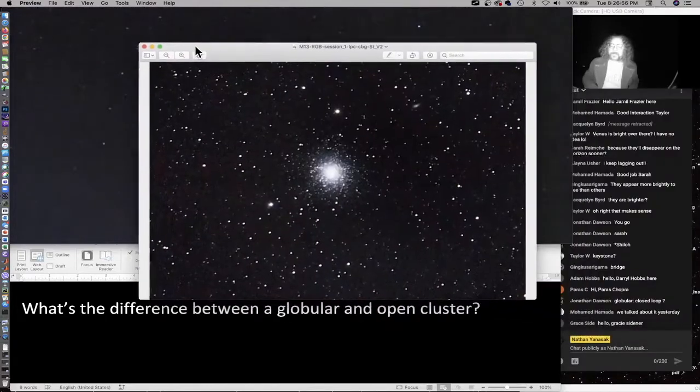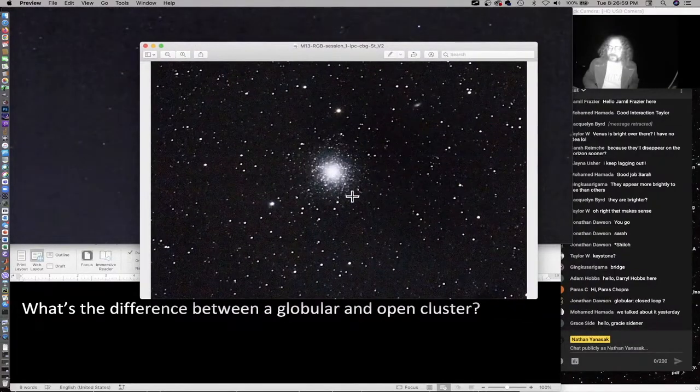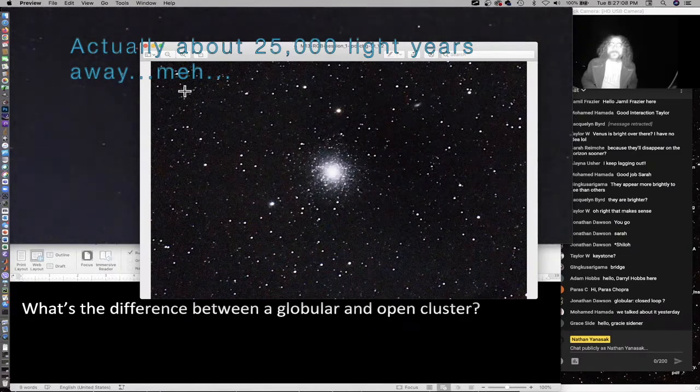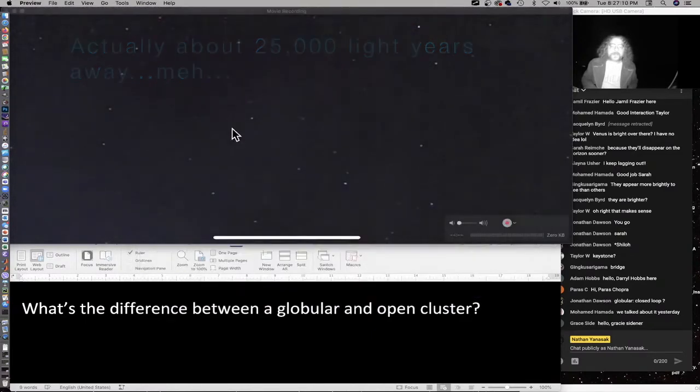And it is a globular cluster, about 100,000 stars in it. It's something like 18,000 light years away. So it's been 18,000 years since the light reaching us today left that particular cluster. All right. Anybody give up?